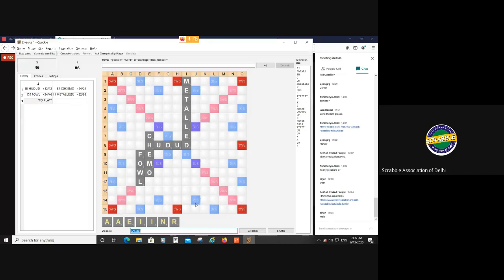AAEIINR. And this is a terrible, terrible rack because of so many vowels in it. So let's see what you can suggest on this. Now I want to be able to play a word to get rid of as many letters from this. So maybe I can have something like an arena, but I will still end up with two I's in that case. Can I do something like ironed, IRON?